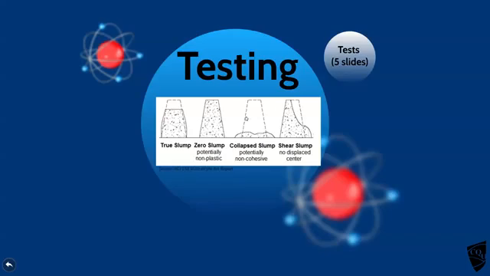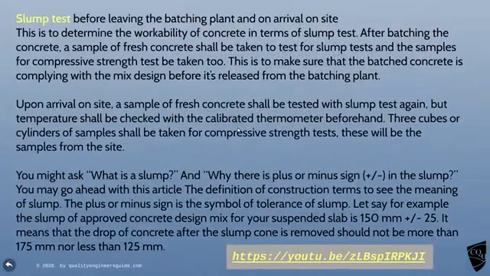If we go and look at the slides. Oh, by the way, slides mean there's 5 of these. Slump test, so before it leaves the batching plant and it gets to site, they'll do a test. And that determines the workability of it in the slump test.